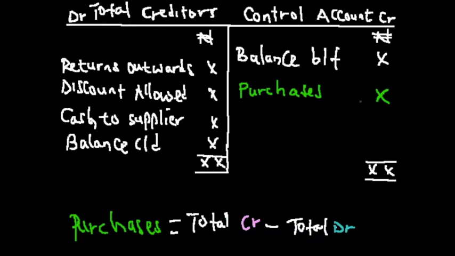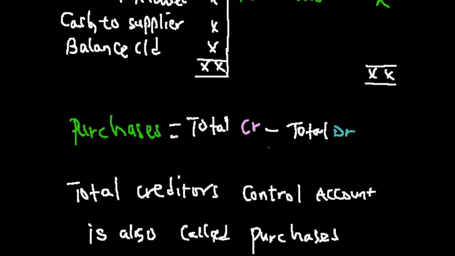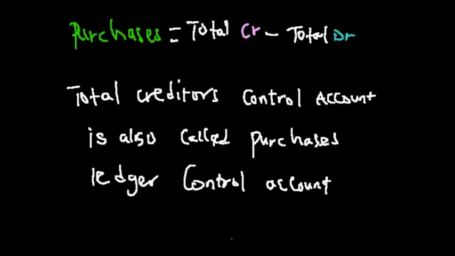So that means that in preparing total creditors control account, we are able to ascertain what purchases are, which confirms the option D, total creditors control account. And apart from that also, the total creditors control account is also known as or called purchases ledger control.